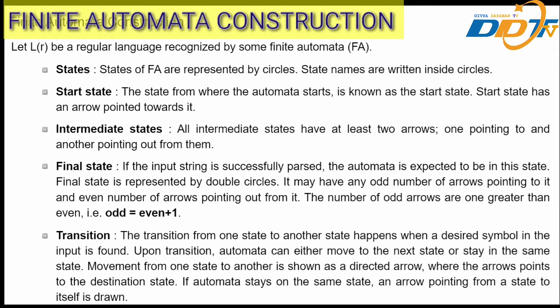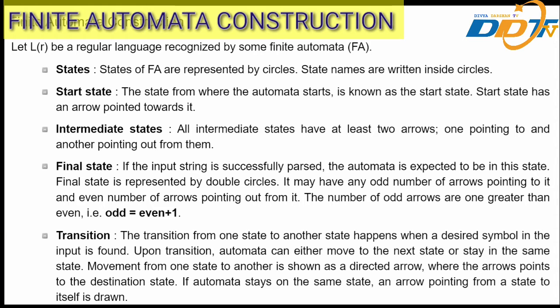After that, the final state. If the input string is successfully processed, the automata is expected to be in this state. Final state is represented by a double circle. It may have an odd number of arrows pointing to it and an even number of arrows pointing out from it. The number of odd arrows is 1 greater than even. That is, odd is equal to even plus 1.